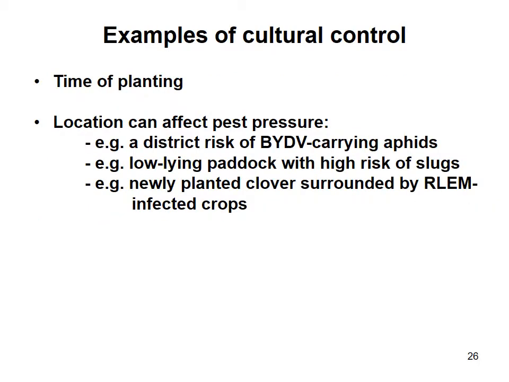The time of planting is also an example of cultural control, and we've already talked about this in the previous lecture. Location can also affect pest pressure. So, for example, there may be a district risk of barley yellow dwarf virus carrying aphids. Another example involves a low-lying paddock with a high risk of slugs. And our last example here, newly planted clover surrounded by red-legged earth mite infected crops. And while such paddocks may have to be planted, the degree of risk should be recognised.